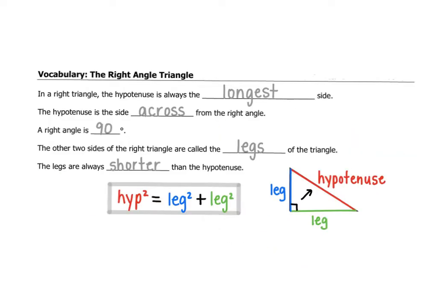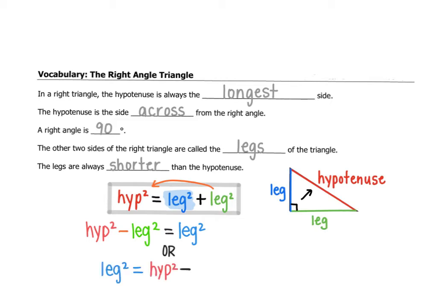We can generalize this idea by looking at the original formula of hypotenuse squared equals leg squared plus leg squared and solving this to isolate one of the legs. We'll do this by moving one of the legs squared across the equal sign, and of course, since it was a positive, it will turn to a negative. This will leave us with hyp squared minus leg squared equals leg squared, which we could rearrange so that it says leg squared equals hyp squared minus leg squared.